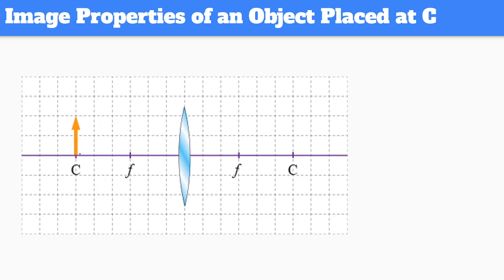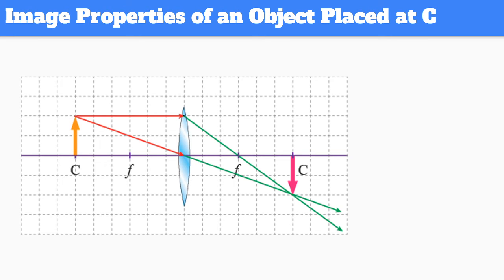Alright, so if you have the object at the center of curvature, then we do the same thing. We send 2 rays, one parallel, the other to the vertex. The one to the vertex is going to go straight. The one that is going parallel is going to refract through the focal, and then you basically locate where they intersect. And if you look at it, then you will be able to tell the properties of it. Again, refracted rays are intersecting, so it's just going to be real.